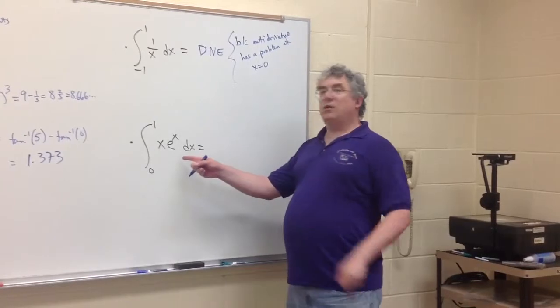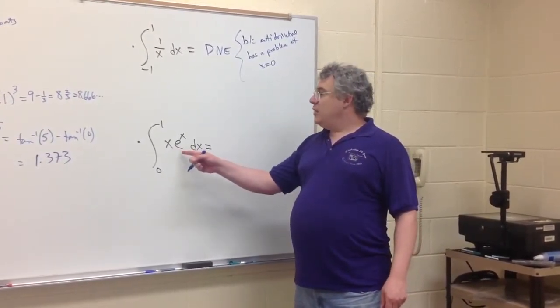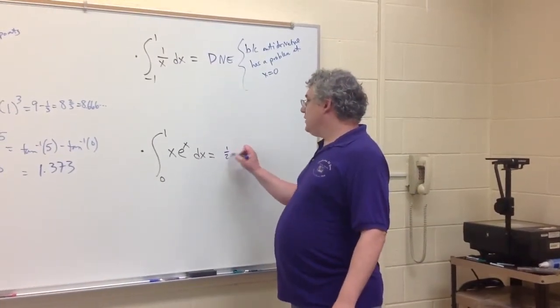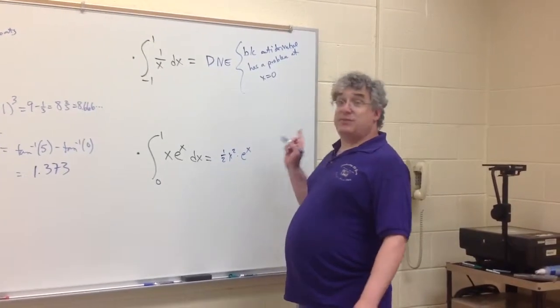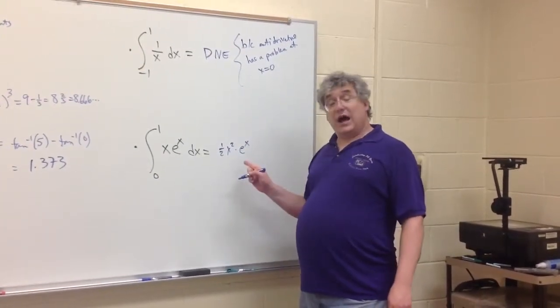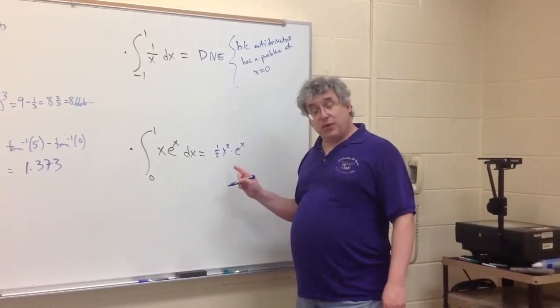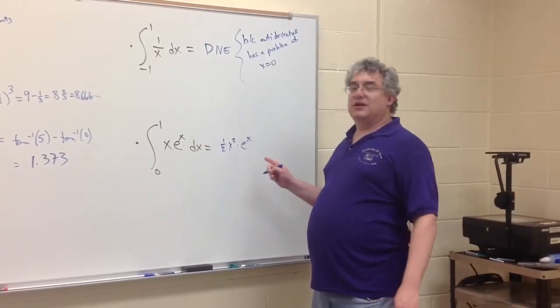Let's do this one. All we need is an antiderivative for this. We go, well, that's x times e to the x. Well, maybe I just do x. The antiderivative of x is 1/2 x squared. And then e to the x is e to the x. Except hopefully you know that's not going to work. Why? Because if I took the derivative of this, I would use the product rule. And then I get 2 terms instead of just 1. So this is not the antiderivative.